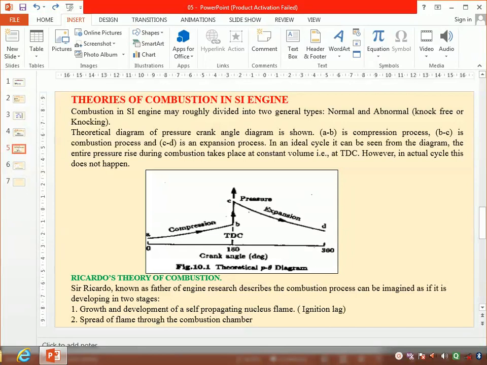First, the growth and development of the flame propagation, and second, the spread of this flame throughout the combustion chamber. How the flame is to be spread in the combustion chamber: that is the ignition stage, the ignition lag stage, and second, the flame propagation, how the flame is to be propagated inside the combustion chamber.